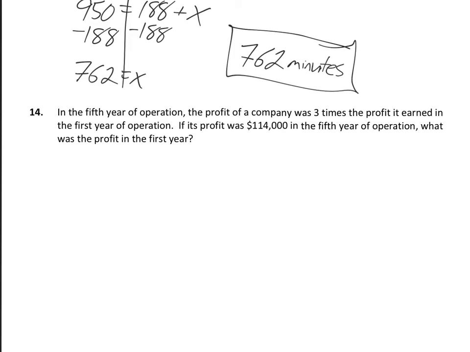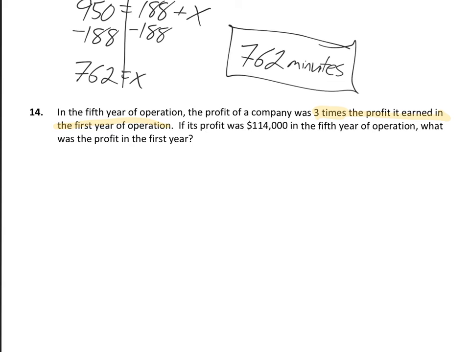In the 5th year of operation, the profit of a company was 3 times the profit it earned in the 1st year of operation. If its profit was $114,000 in the 5th year of operation, what was the profit in the 1st year? Okay, so let's go ahead and highlight. In the 5th year of operation, the profit of a company was 3 times the profit earned in the 1st year. So 3 times profit earned in 1st year of operation.